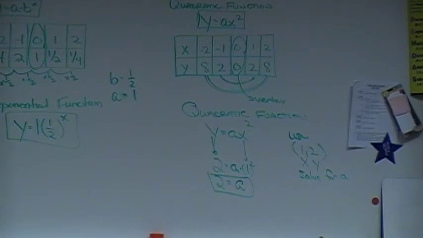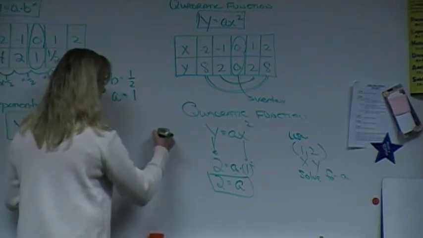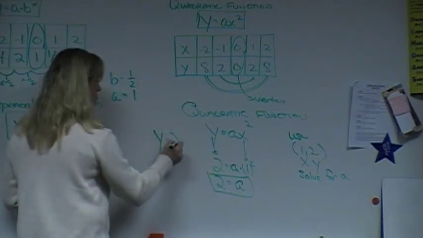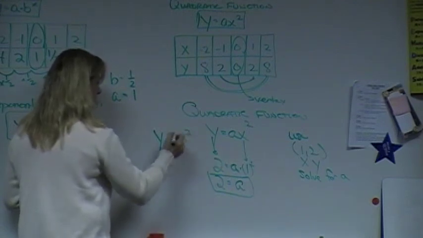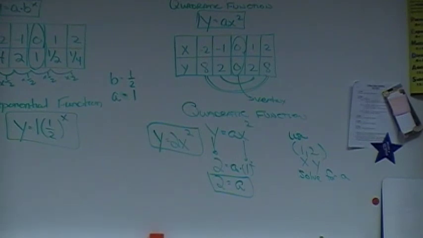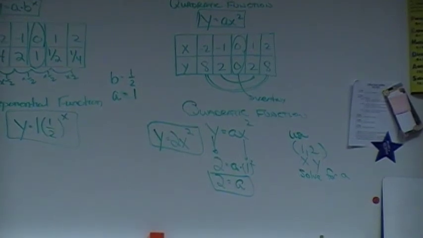Now do I have my equation of my quadratic? Yeah. What is it? Y equals a, which is what? 2x squared, and there's my quadratic equation. Okay?